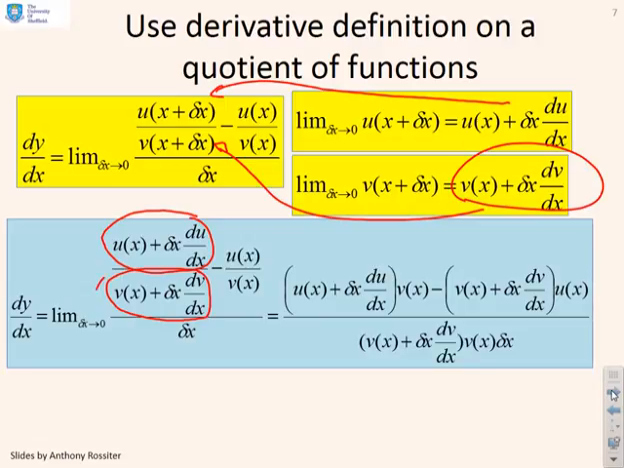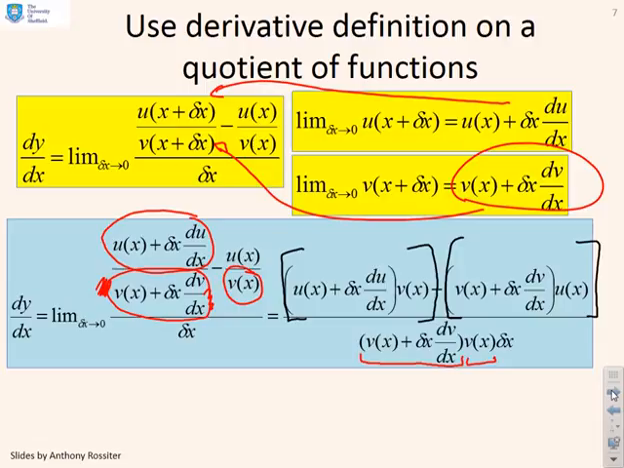So I'm going to multiply up by this term here, v of x plus delta x dv dx. And I'm also going to multiply up by this term here, v of x. So I'm multiplying up by the product of both. So you'll see in the denominator, I get that product, v of x times v of x plus delta x dv dx, and then I end up with a term over here, u of x plus delta x du dx times v of x, and over here a term minus v of x plus delta x dv dx times u of x.